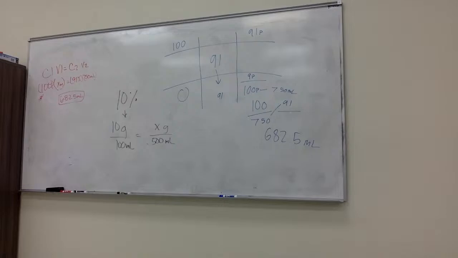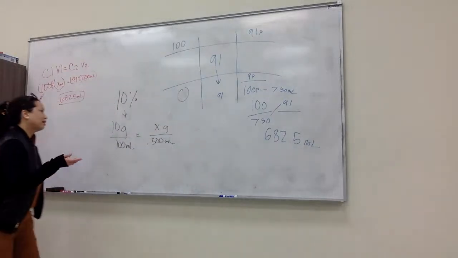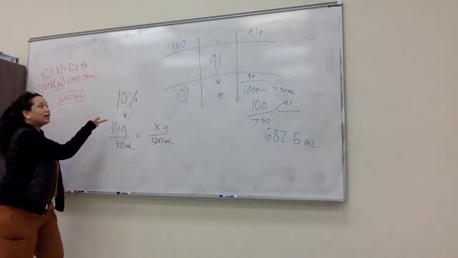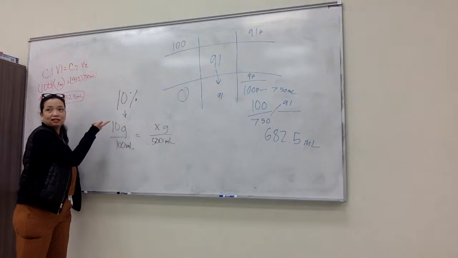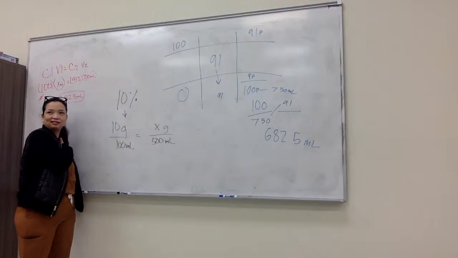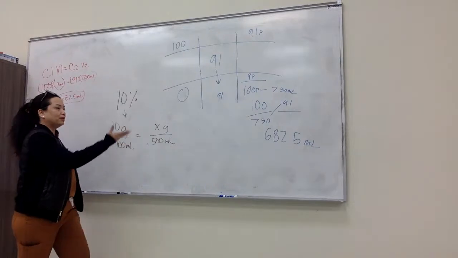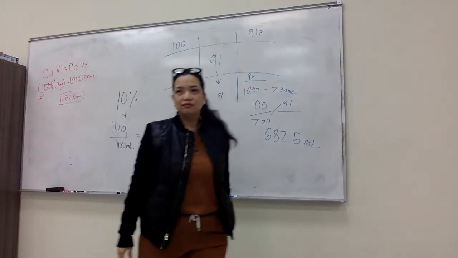Guys, in case you missed it, Kai had an "oh yeah" moment. When I did this, I said, "Do you remember your D10W problem?" Yeah, I see it. 10% means 10 grams over 100 ml, so X grams over 500 ml.